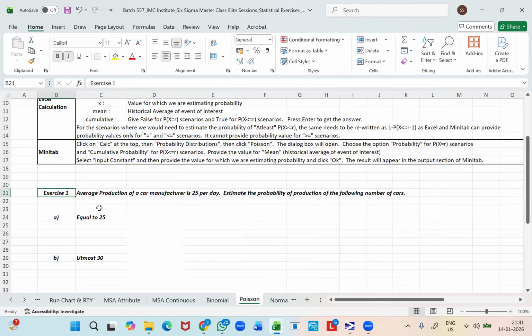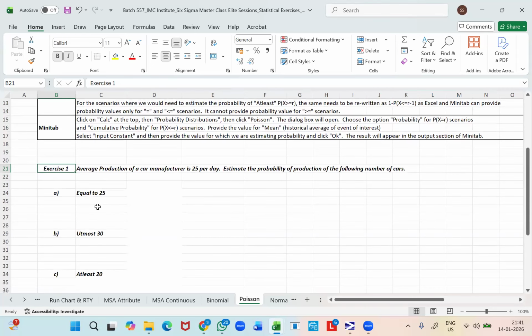So let me go through this exercise. It says the average production of a car manufacturer is 25 cars per day. So this is the lambda value, this is the historical average. Estimate the probability of production of the following number of cars. Again, we have been provided with 3 sections: equal to 25, at most 30, and at least 20.